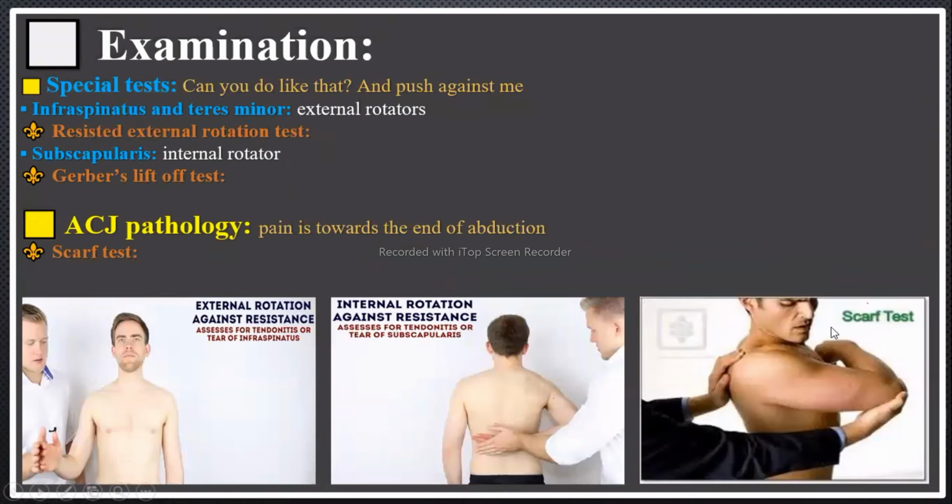Scarf test. So we'll ask him to do 90 degree abduction and also the elbow 90 degree to touch the other shoulder. You will push toward the other shoulder. If the patient has exacerbated pain, what does it mean? Scarf test positive. What does it mean? Acromioclavicular joint pathology. Okay, excellent.